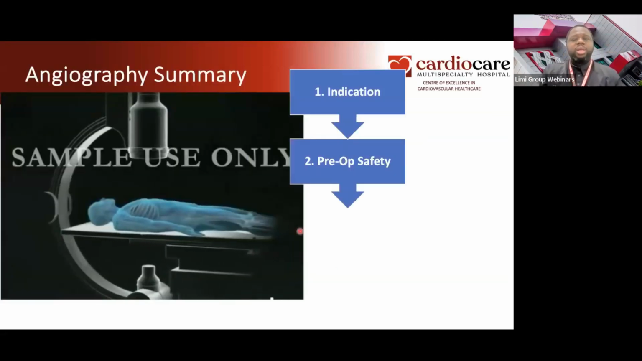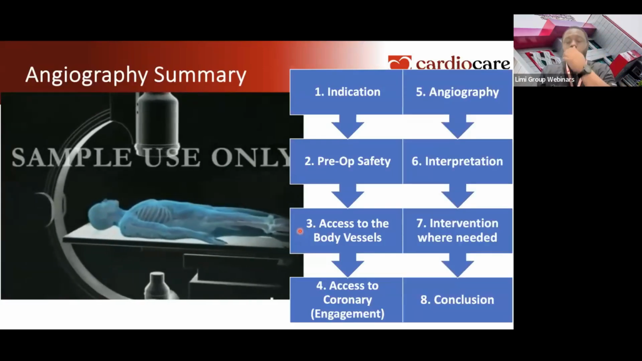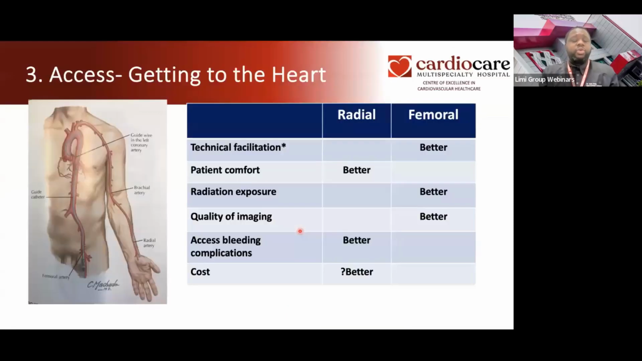Okay, so we've talked about indication, we'll talk about pre-op safety. Next, we'll go to access to the blood vessels, and we'll talk about that. So access to the blood vessels. Typically, we use 2 sites. Some people have tried using the brachial artery, but by the time we studied that over time, we realized that it's not the very best, very difficult to achieve hemostasis, and bleeding could be a big problem.